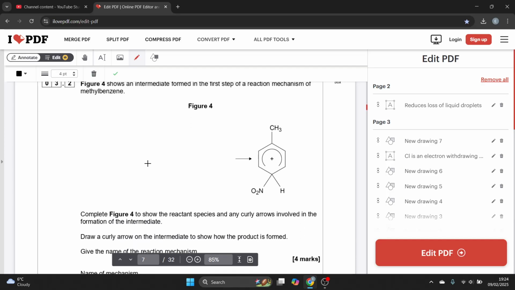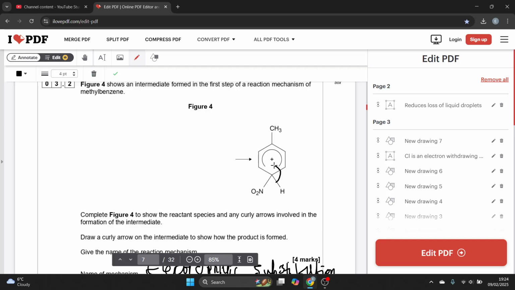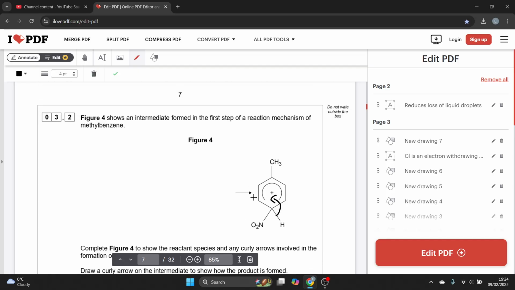Then another type of question like this: complete figure 4 to show the reaction species and curly arrows, and give the name of the reaction mechanism. I already know the name, so I'm going to do that first and get that nice mark. Electrophilic substitution. The curly arrows were definitely one mark here.